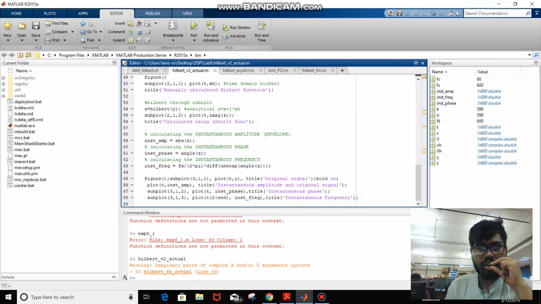Next, we calculate the instantaneous amplitude from the analytical signal by computing its absolute or magnitude. We find the instantaneous phase by taking the phase angle of the analytical signal, and after getting the phase, we find instantaneous frequency by basically taking the derivative of the phase. And next we plot all the signals to see the outputs.